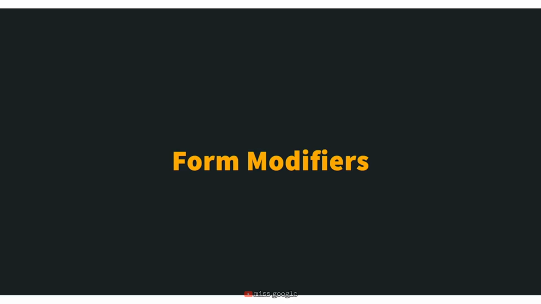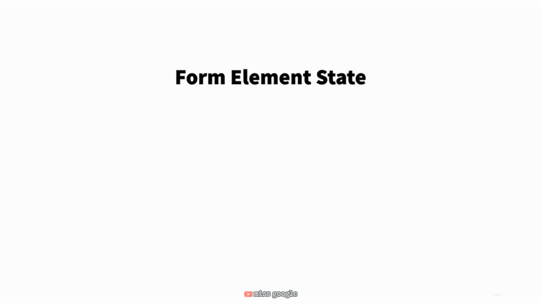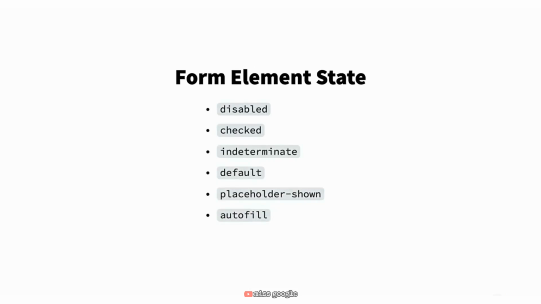Let's take a look at some of the form modifiers that we can use with Tailwind CSS. Now, there's actually a lot of different states that we can check for, and these have to do with the different properties that you can add to forms. So there's going to be a lot of these. So for example, you can check to see if a form has the disabled property attached to an element. You can also verify it for the checked property.